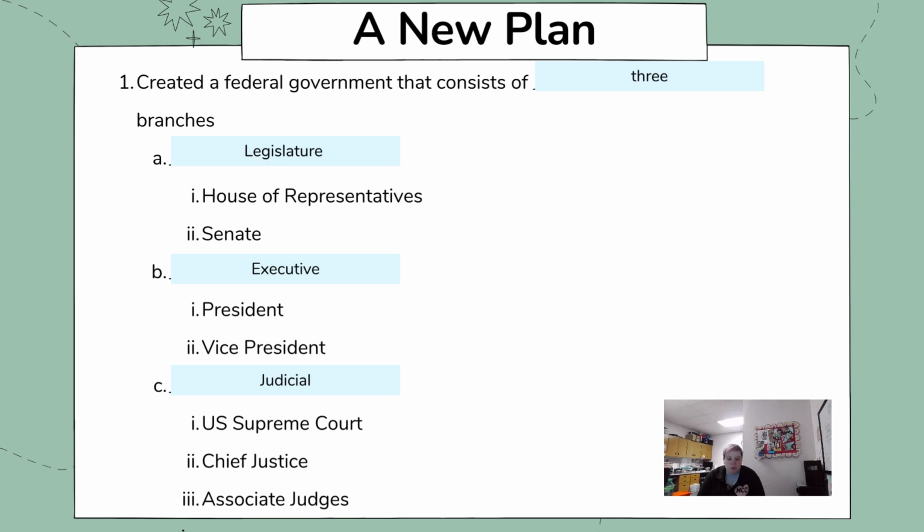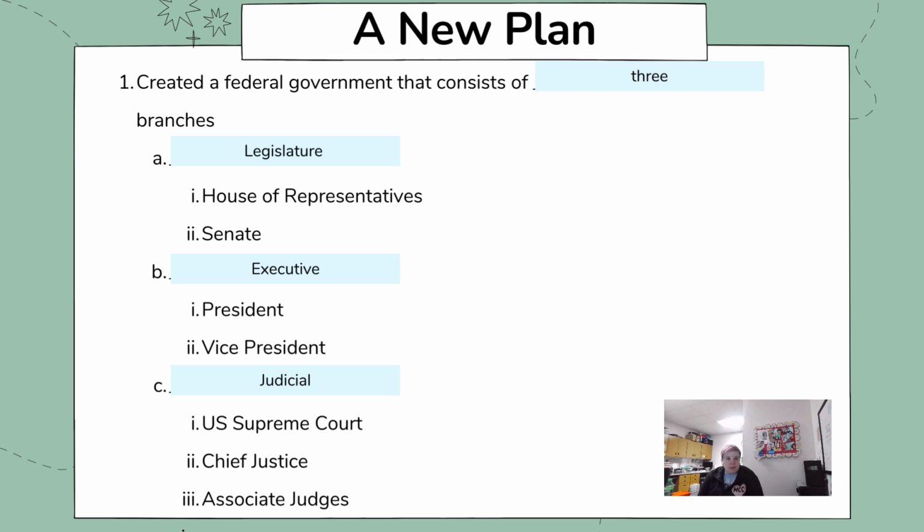So the federal government consists of 3 branches. The 3 branches are first the legislature, which is made up of the House of Representatives and the Senate. The House of Representatives has a differing number of members based on the population of each state. The Senate has 100 members in it, 2 from each of the 50 states. And these branches are responsible for making up our laws and passing things like budgets, and also declaring war.